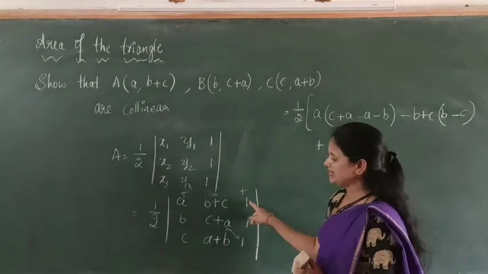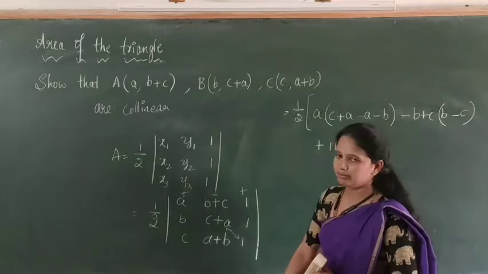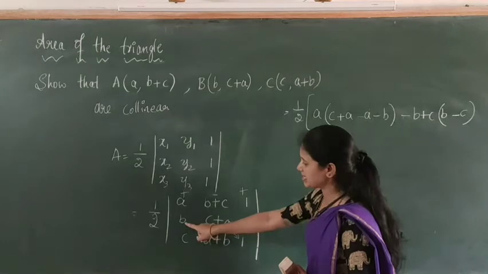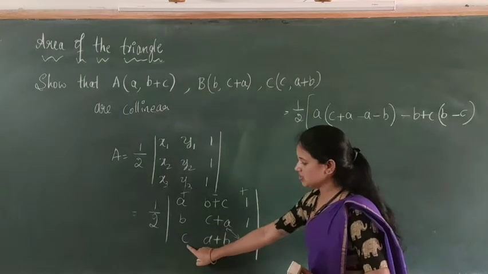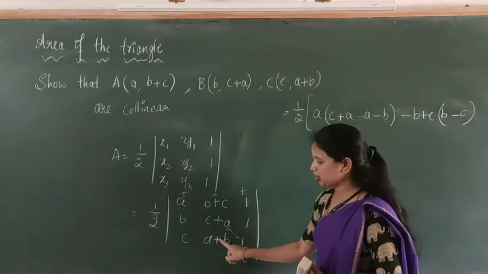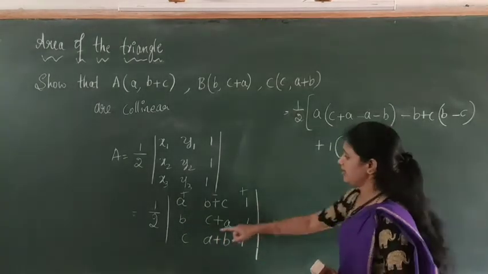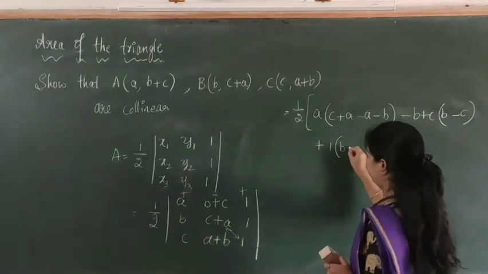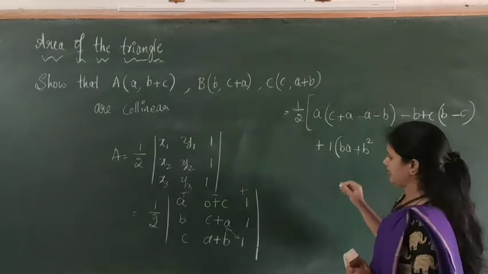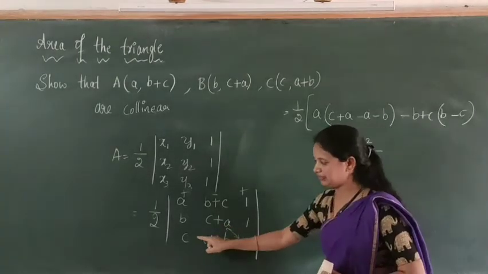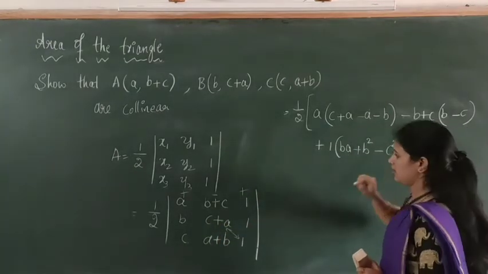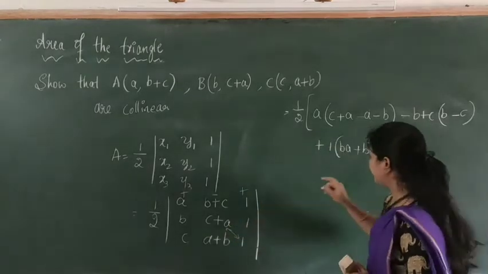Next, 1 is in the first row, third column. Delete the first row and third column elements, and the remaining 4 elements are b, c plus a, c, a plus b. Take the cross product of diagonals: b into (a plus b), that is b into a, ba, plus b into b, b square. Next, minus c is multiplied with both the elements: c into c, c square, minus c into a, ca.